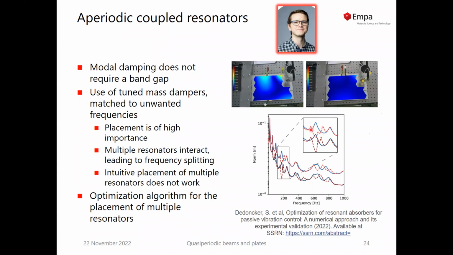if we look at this particular resonance peak, which is supposed to be damped, we don't see one single dip, but we see at least 2 dips occurring, which means that these resonators start to interact with each other, and there is a frequency splitting of these identical resonators.